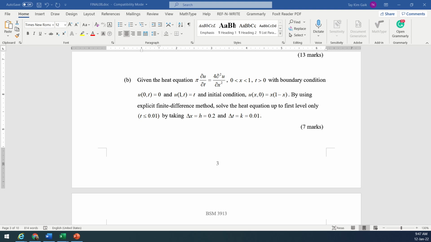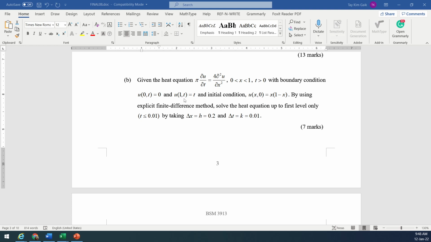Is u(0,t) equal to 0 the left or right boundary? Left, doctor. Left. Okay, thank you. u(0,t) equal to 0 is left. Okay, just take attendance. Never mind. Okay, Vincent Teo.